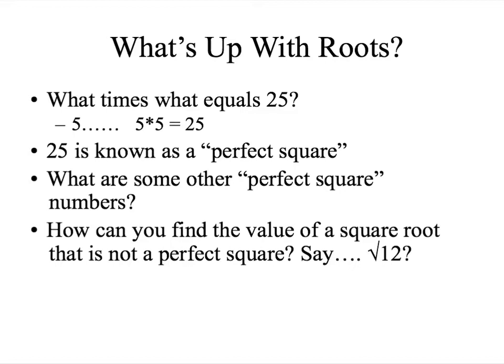So, okay, the first question to ask is what times what equals 25? Well, we know that 5 times 5 equals 25. So 25 is what's known as a perfect square. And a perfect square is a number that results when we take two integers and multiply them together. Some other perfect squares might be 1, which is 1 times 1, 4, which is 2 times 2, 9, which is 3 times 3, 16, which is 4 times 4, 36, all those types of things.